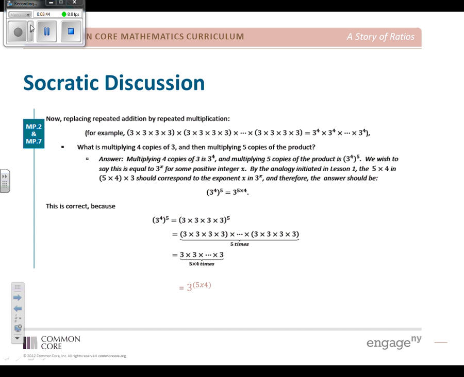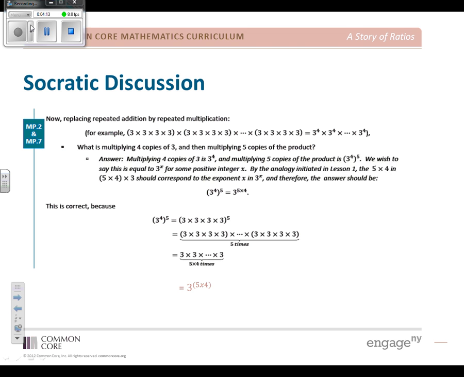Now, replacing repeated addition with repeated multiplication, you're going to have the same idea, but you're going to end up with powers. What is multiplying 4 copies of 3, then multiplying by 5 copies of the product? That's the question you're posing to the kids, and you're going to discuss working it through. If any of you are familiar with a number talk or a math discussion, this is the type of interaction that would be occurring. Multiplying 4 copies of 3 is 3 to the 4th.